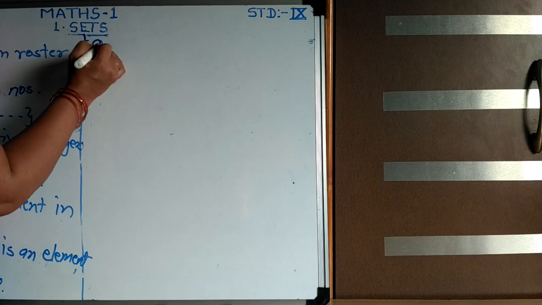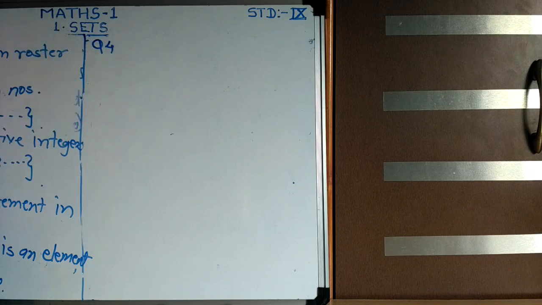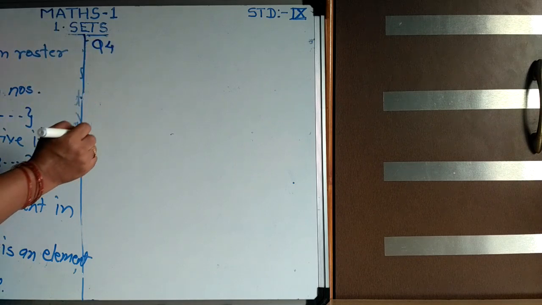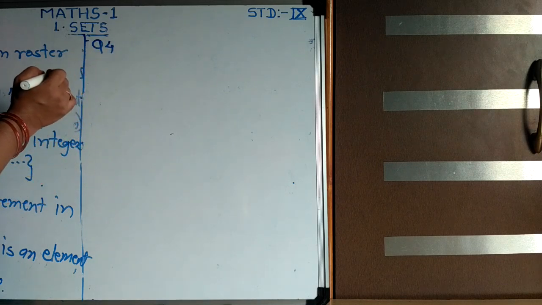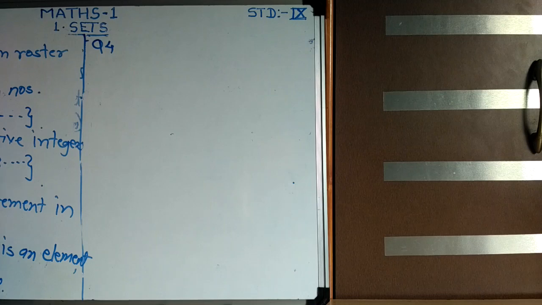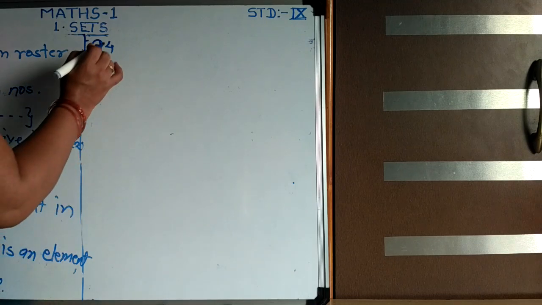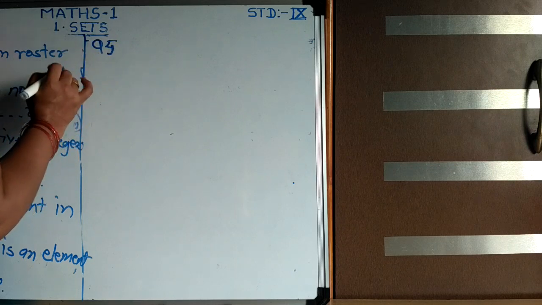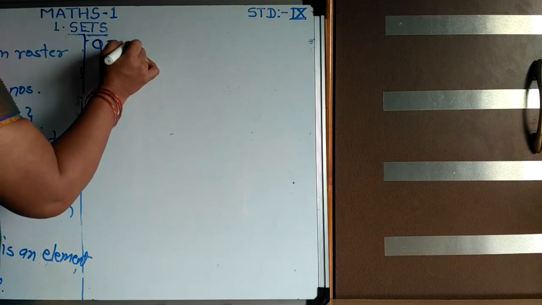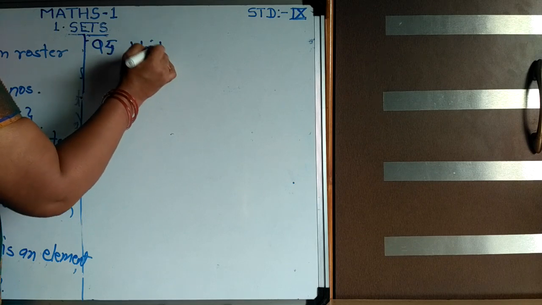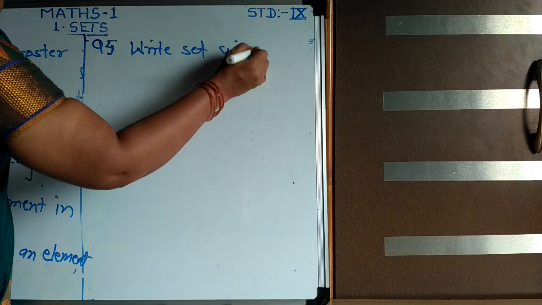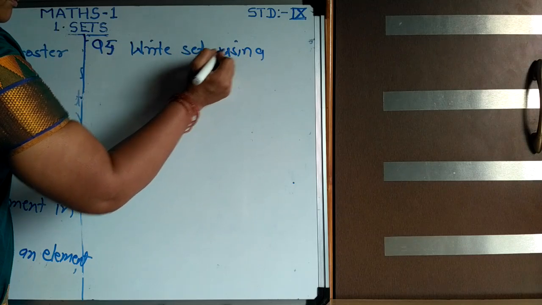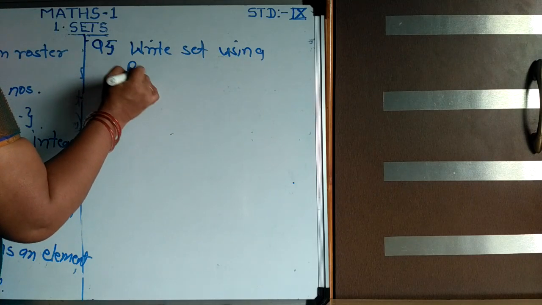Question 4. Write the following sets using the listing method. That is similar to the first question. You try it. Now, fifth question. Write the set using the rule method.